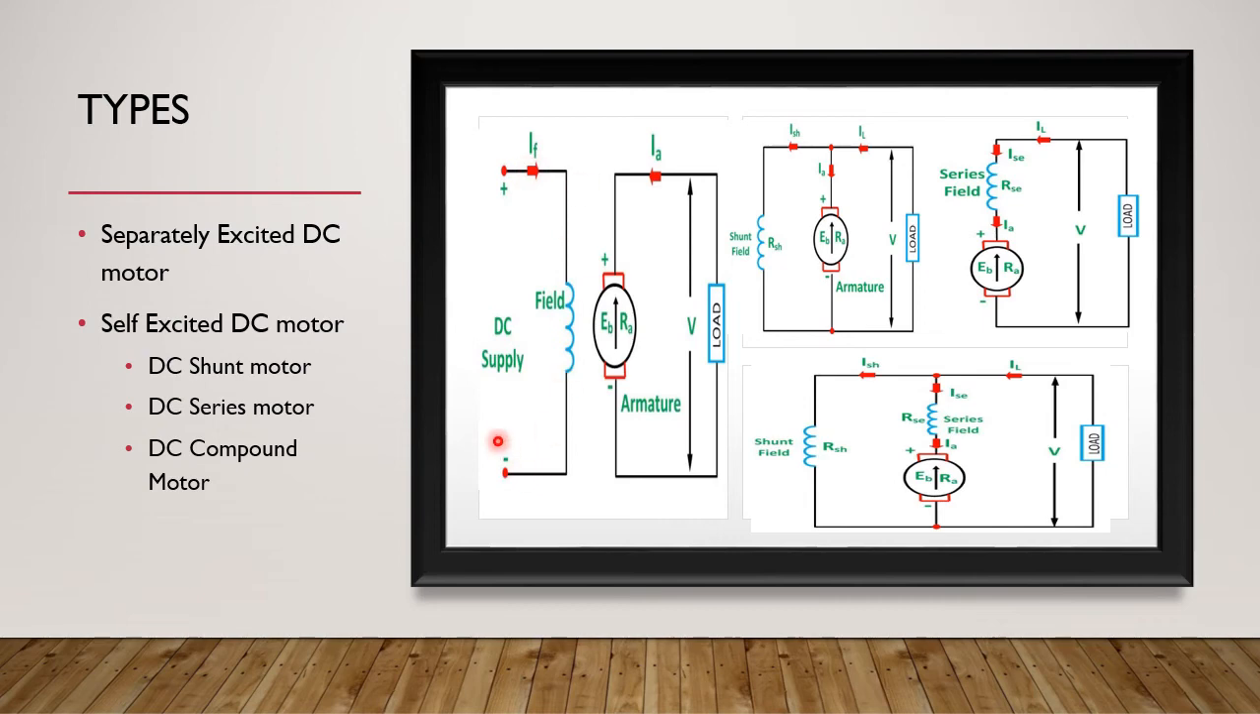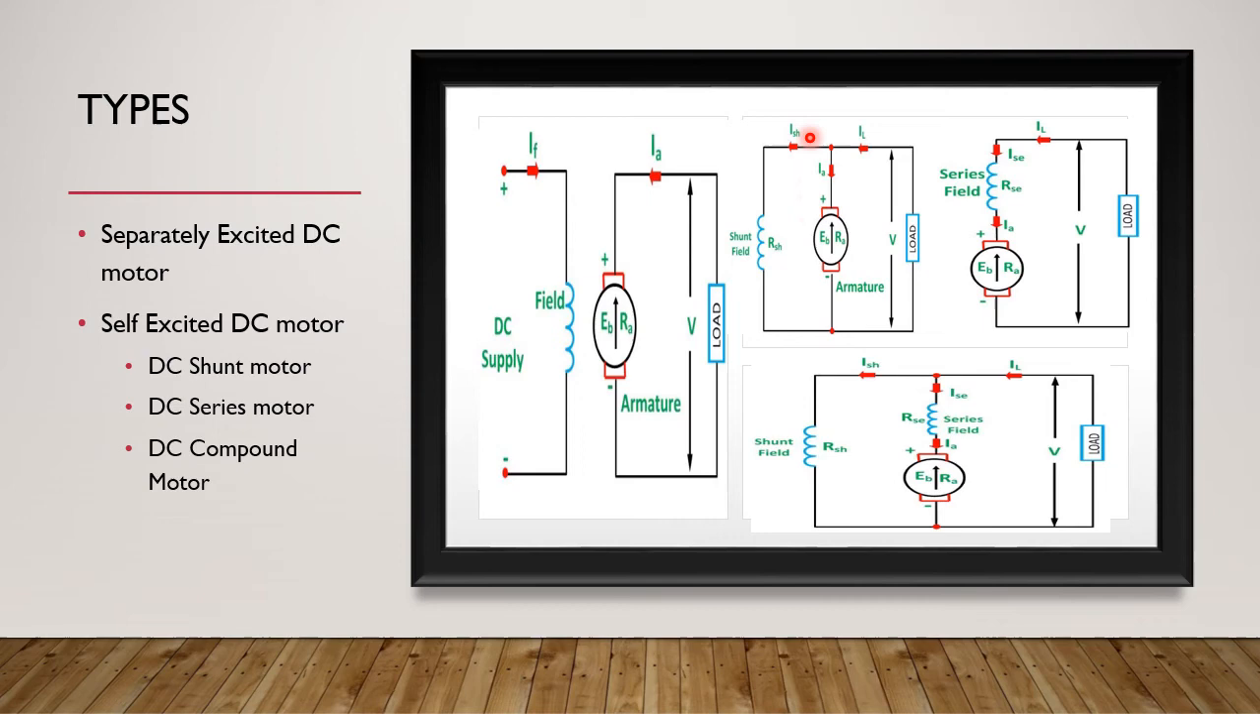So here is the DC source, this is the armature, and brushes are used to collect the current, and then it is connected to the load. And in self-excited DC motor there are three types: DC shunt motor, DC series motor, and DC compound motor. In a DC shunt motor, from the name itself, shunt means parallel, we can say the field windings are in parallel with the armature.